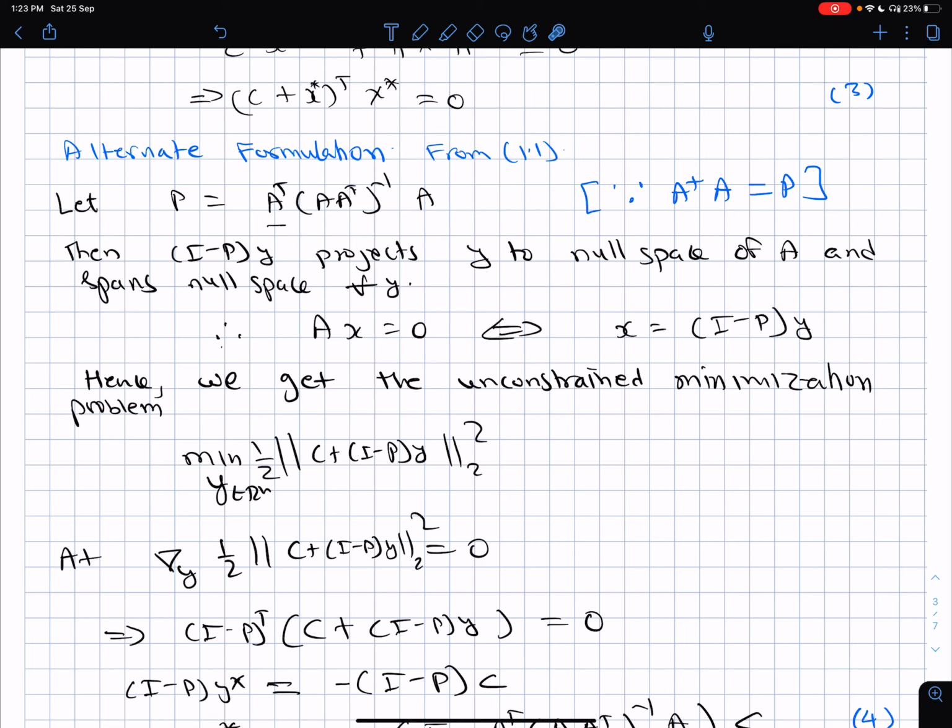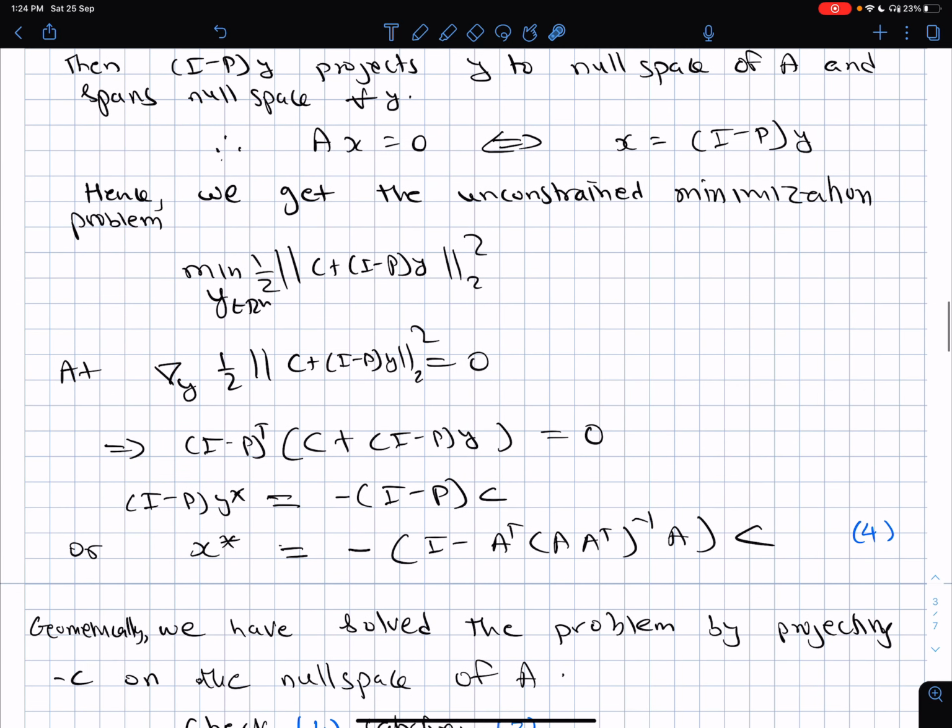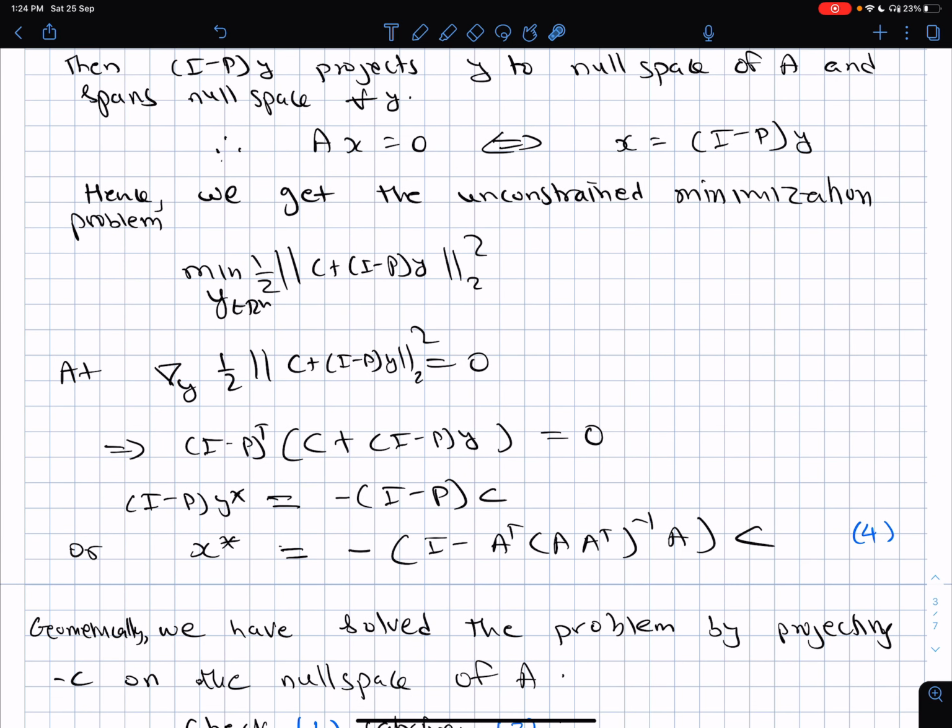This becomes the unconstrained optimization problem. Once I have converted it into an unconstrained optimization problem, and I already know that this problem has a solution because I have established that the original problem has a solution, the equivalent unconstrained optimization problem also has a solution.